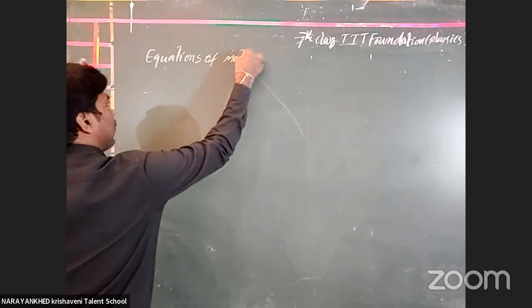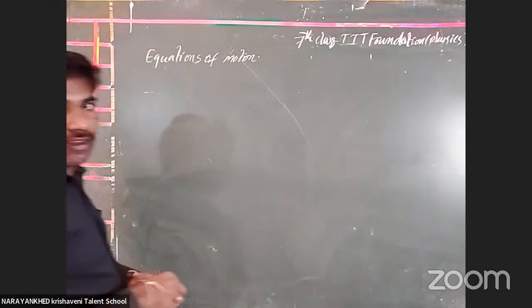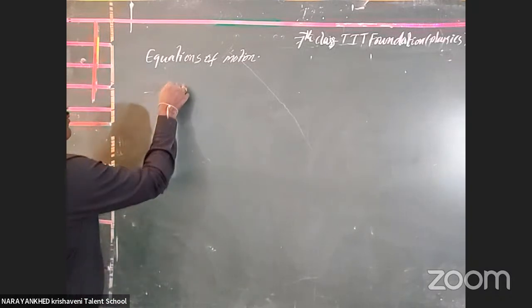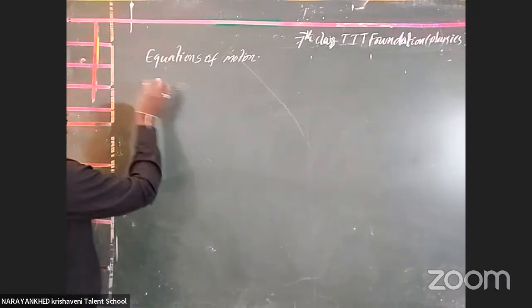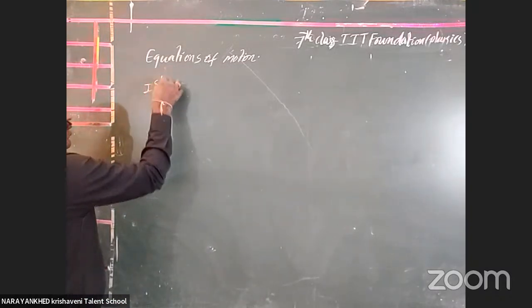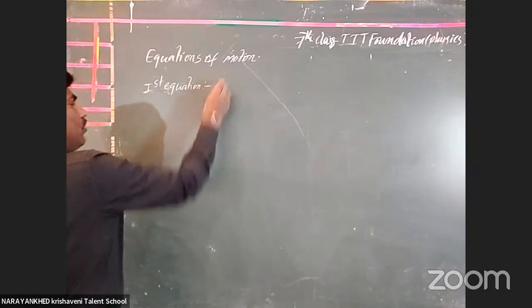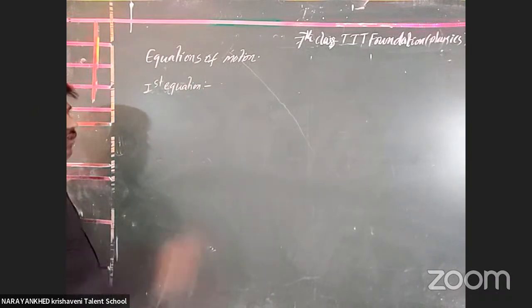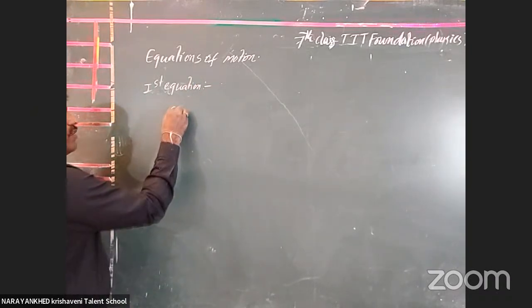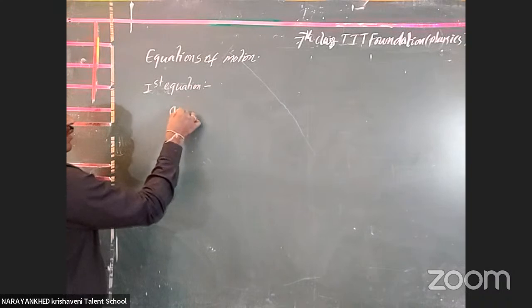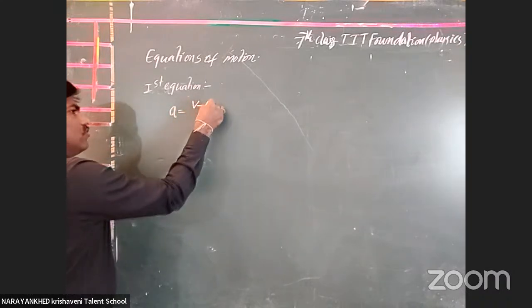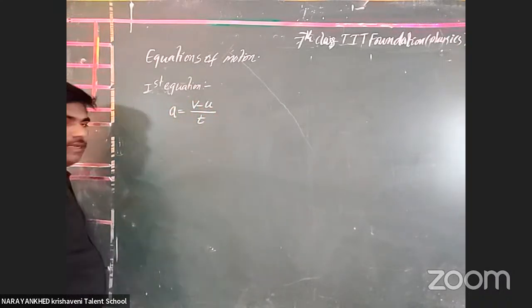In the last class, we already discussed what acceleration is. The rate of change of velocity is called acceleration. Now, the first equation of motion. To find this, we take the acceleration formula. Acceleration is equal to v minus u by t.